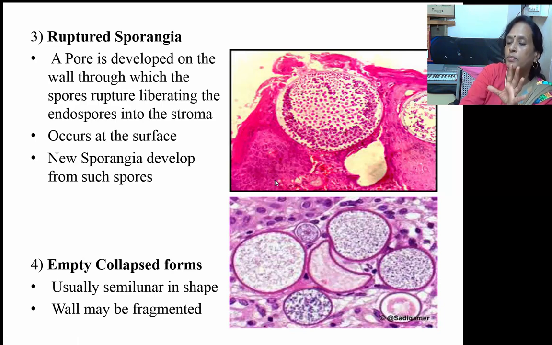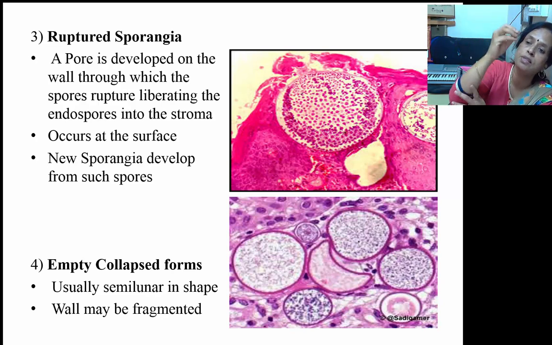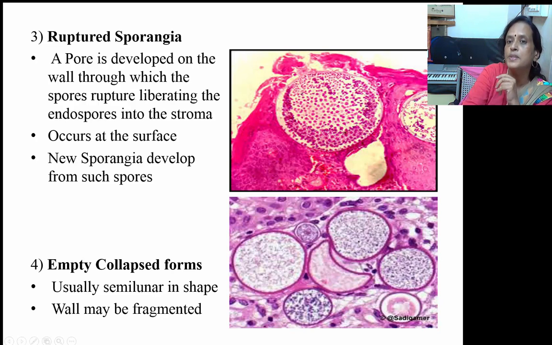What happens to the mature form? It ruptures. Where does it rupture? Usually on the surface. I showed you a gross picture in the patient where we could see those whitish spots. So a pore develops on the wall through which the sporangium ruptures and all the endospores are liberated in the stroma. This usually occurs on the surface. And from each of these endospores, new sporangia develop.